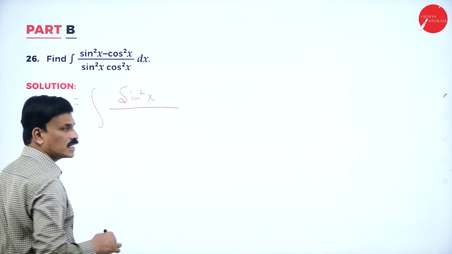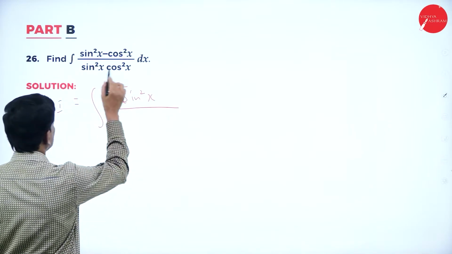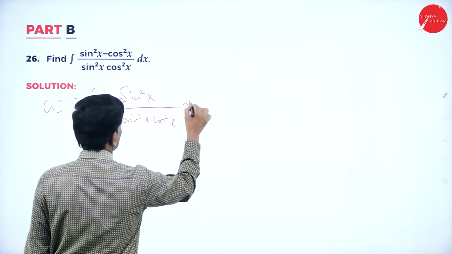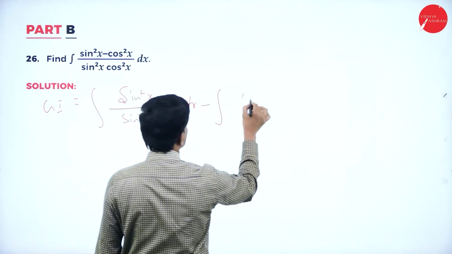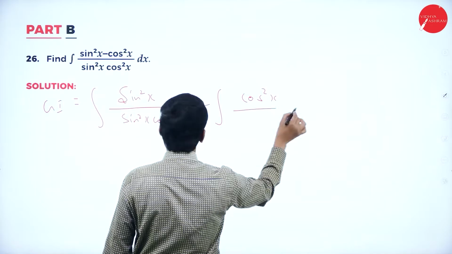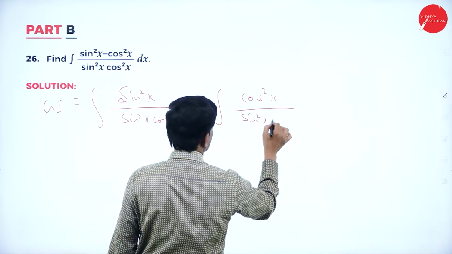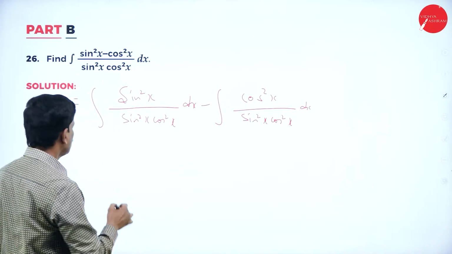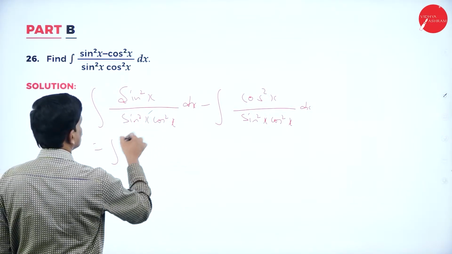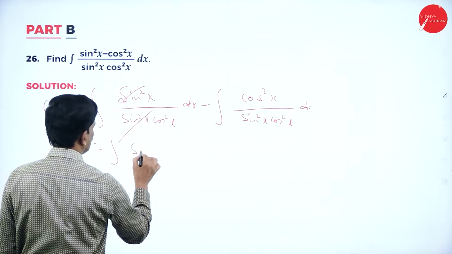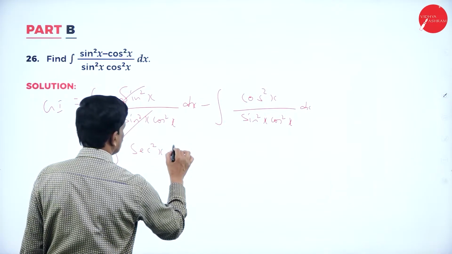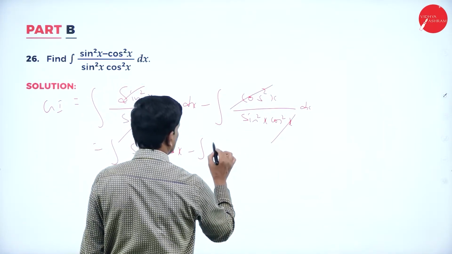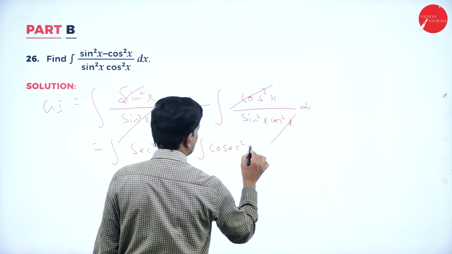Given the integral, do term by term division: sin square x divided by sin square x cos square x dx minus cos square x divided by sin square x into cos square x dx. This is also an important problem indeed. Now cancel the terms which get cancelled. Sin square gets cancelled. 1 over cos square is secant square x dx minus integral of, cos square gets cancelled, 1 over sin square is cosecant square x dx.